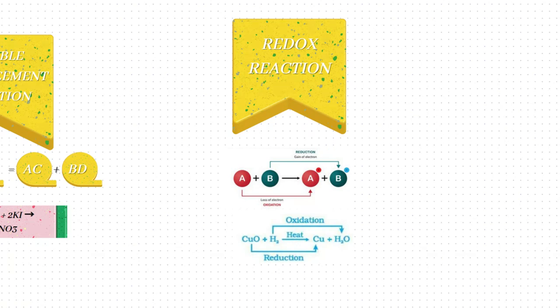So let me just summarize. Oxidation can be either gain of oxygen or loss of electron, and reduction can be either loss of oxygen or gain of electron. You will learn it better with an example.